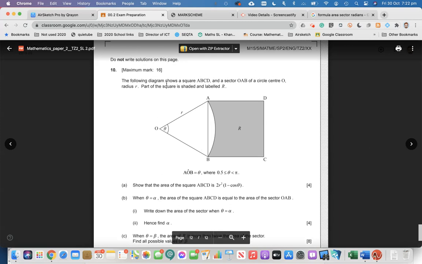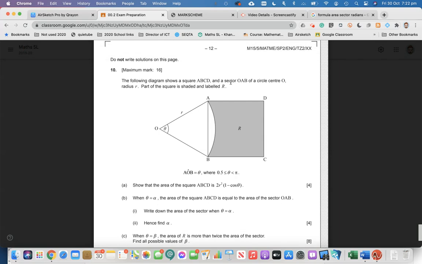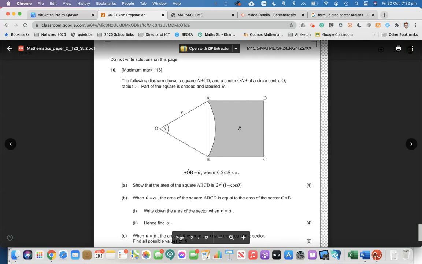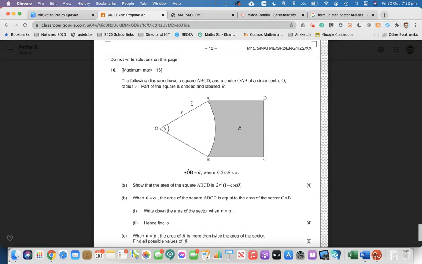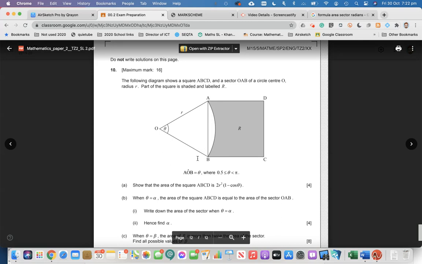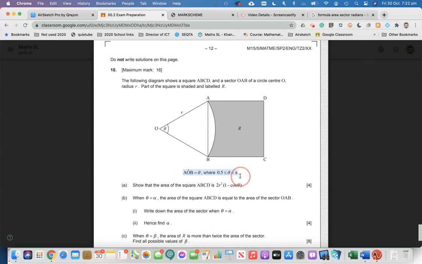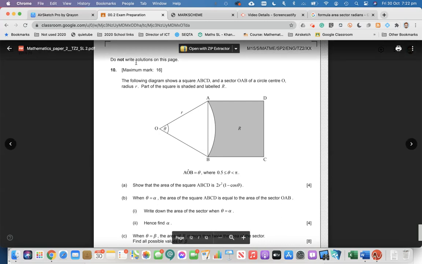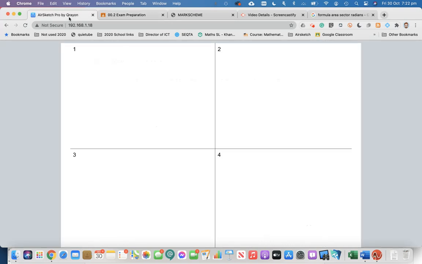So the following diagram shows a square ABCD and a sector OAB of a circle center O, radius R. Part of the square is shaded and labeled R. So that diagram represents the words there. And I'm just noticing that it says here that angle AOB is some value theta, and theta has to be between 0.5 and pi. I can tell you now that bit comes in handy to know later on, just FYI.